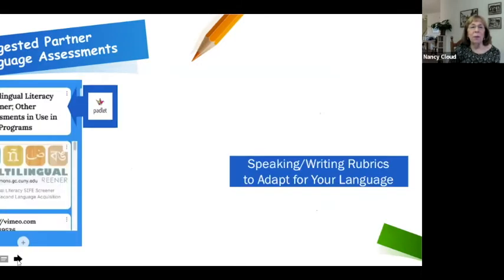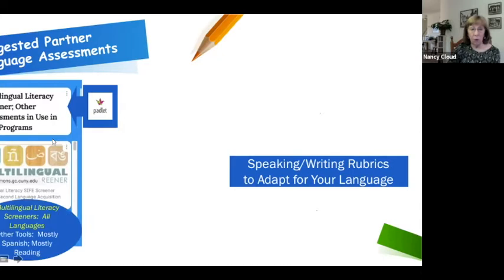And last time, just a little review from last time, as we talked about the multilingual literacy screener, where you can evaluate the level of literacy in our partner languages for reading and writing, I asked all of you to please share the assessments that you use in your programs, and you did so in the chat. I collected that information and I added it to this part of the Padlet, the multilingual screener and other assessments in use in your programs.